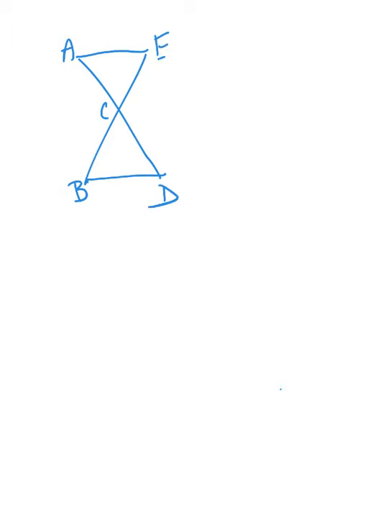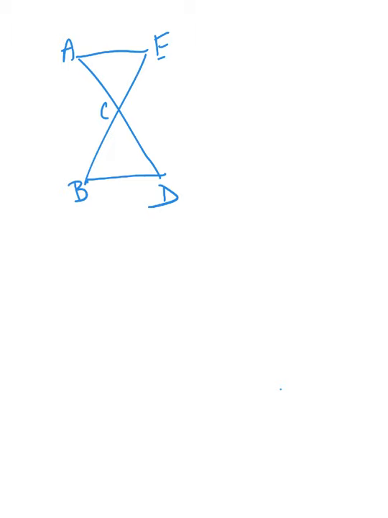Let's say there's an X in the picture, like this. And this is, let's say, A, C, B, D, E. And I know there's an X in the picture. I'm going to look for vertical angles, correct?